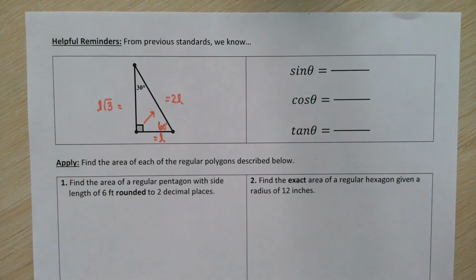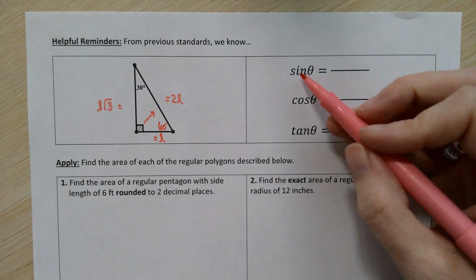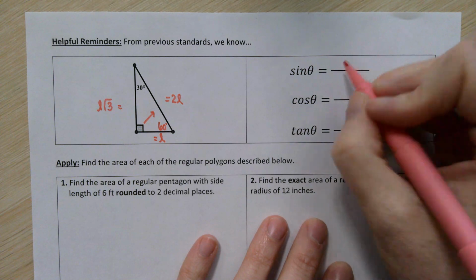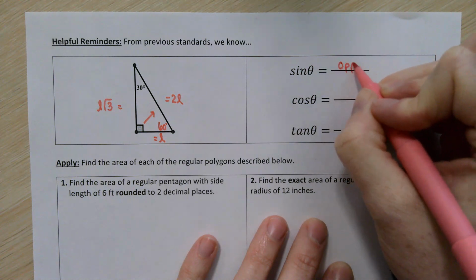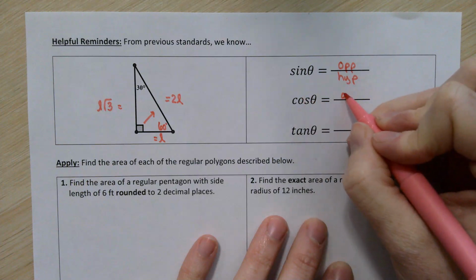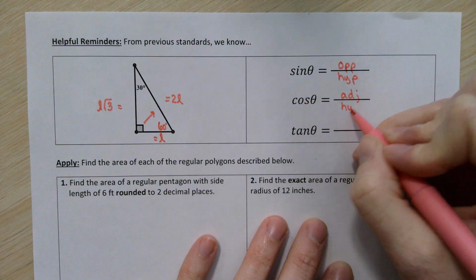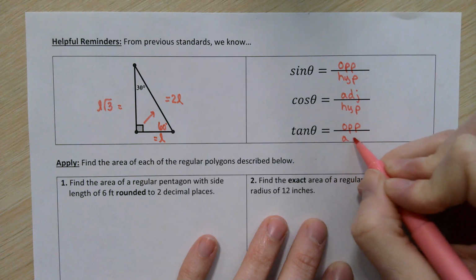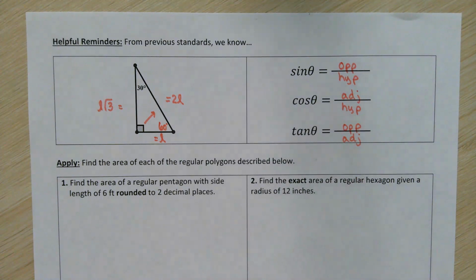And then the other relationship we need to remember is our sine, cosine, and tangent ratios. So if we have an angle and we're trying to do sine of that angle, that involves the opposite side and the hypotenuse. Cosine involves the adjacent side and the hypotenuse. And then tangent involves the opposite side and the adjacent. So we'll be using those trigonometric ratios to help us with these problems as well.